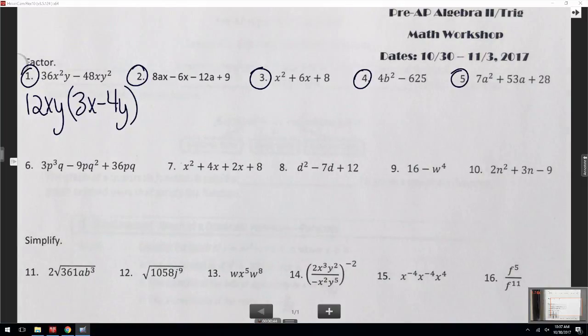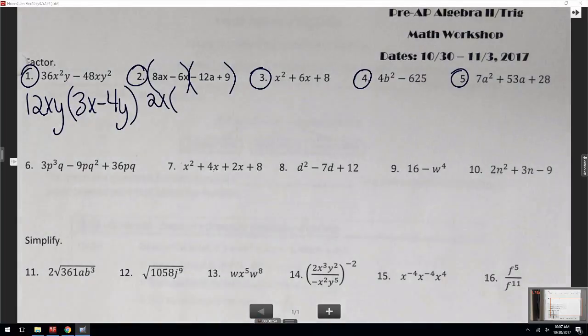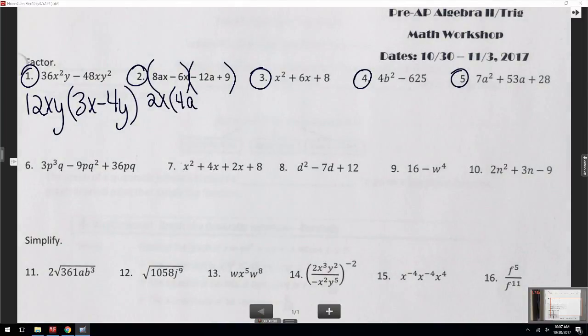How many terms does number 2 have? 4 terms. So what do we do? Group them. There you go. What do the first 2 have in common? 2x. Take out a 2x from the 8ax minus 6, and what do you get? 4a. Keep going. Minus 3. There you go.